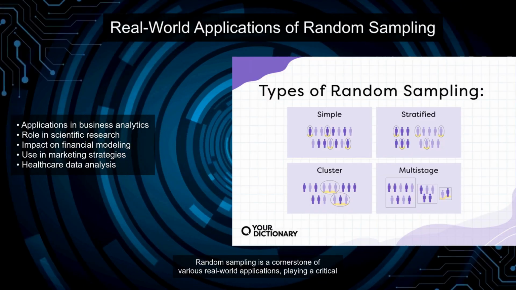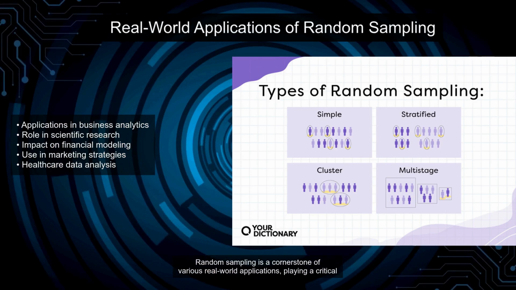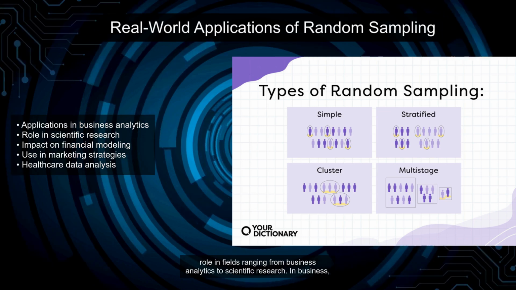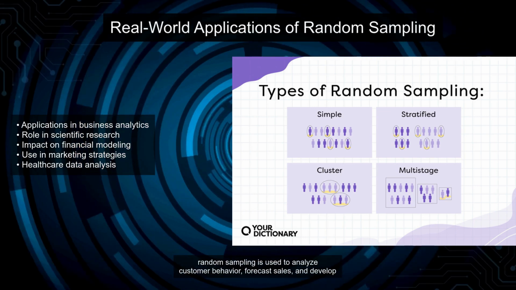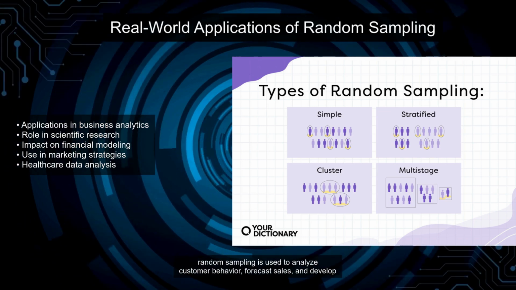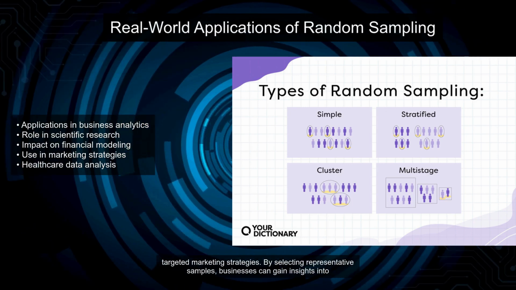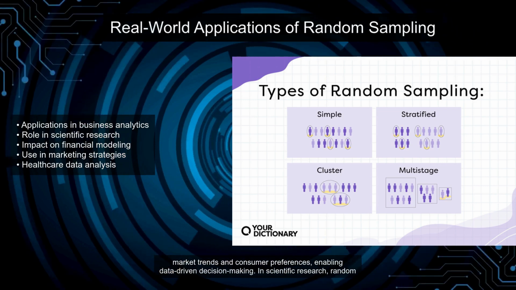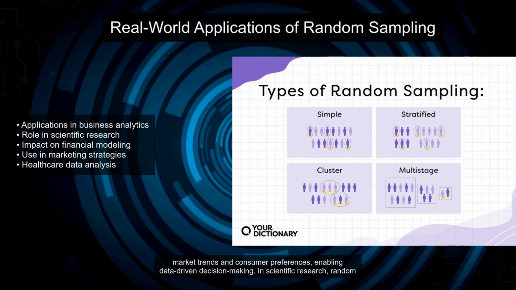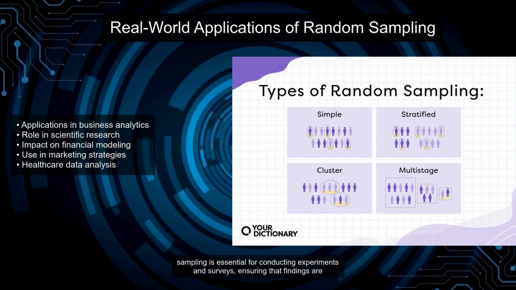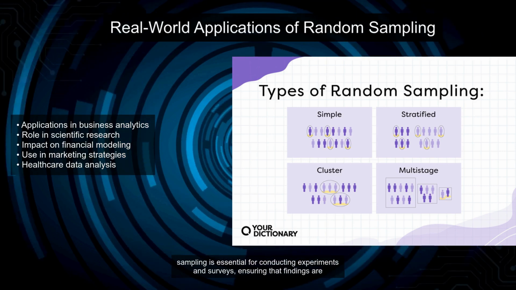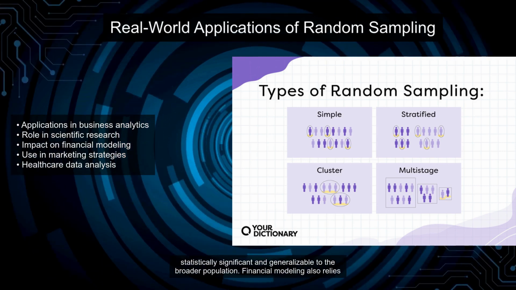Random sampling is a cornerstone of various real-world applications, playing a critical role in fields ranging from business analytics to scientific research. In business, random sampling is used to analyze customer behavior, forecast sales, and develop targeted marketing strategies. By selecting representative samples, businesses can gain insights into market trends and consumer preferences, enabling data-driven decision-making.